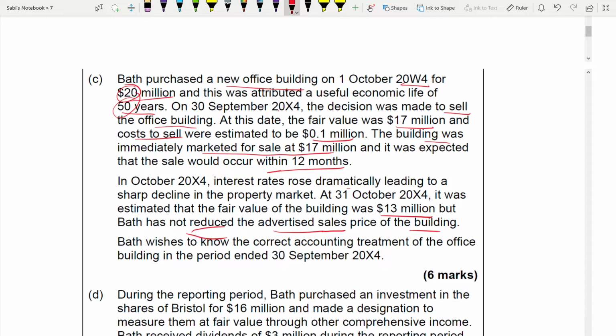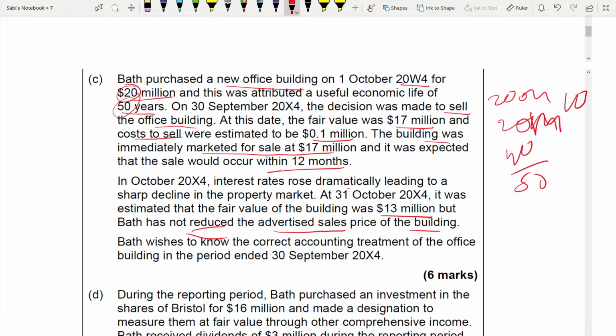Okay, because I assume it's not 2000. 20W4 means let's say it is 2004, and 20X4 means let's take it as 2014. That's how they have taken it. So 10 years went here. That's why they have reduced that 40 over 50. Okay, that's how they have calculated it.